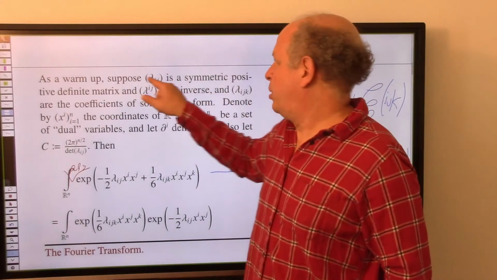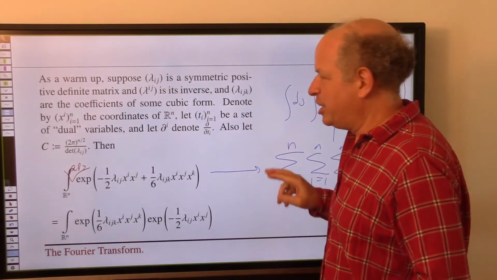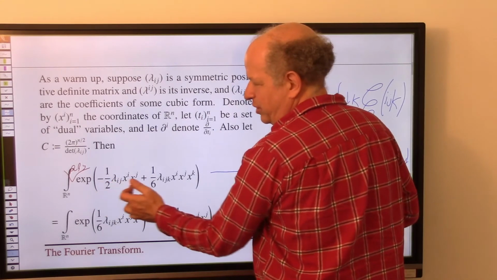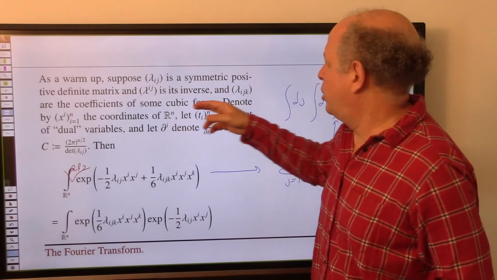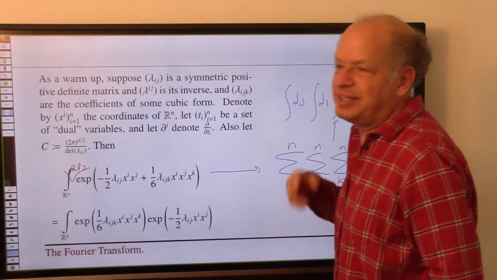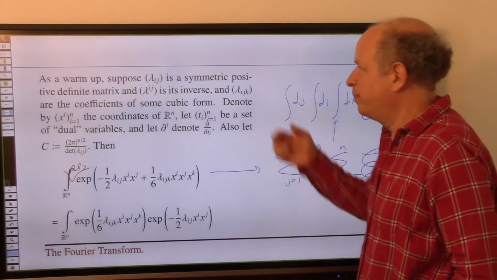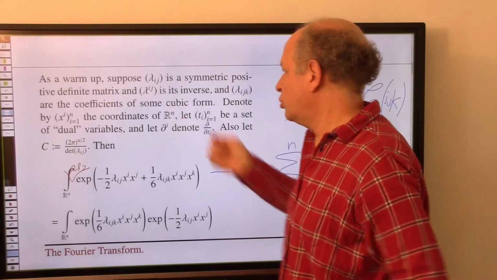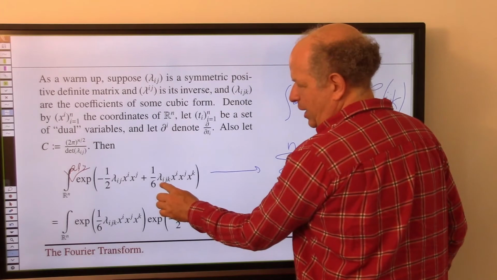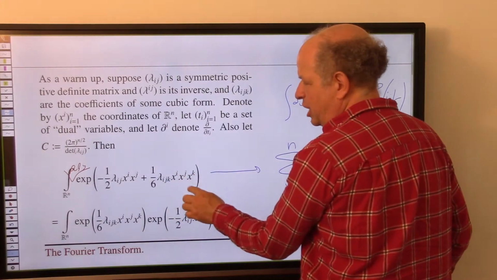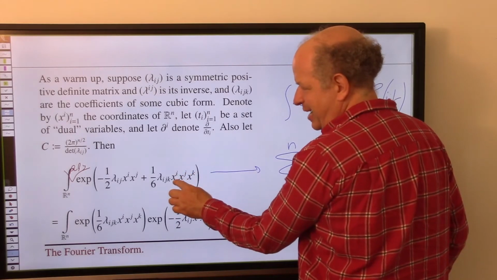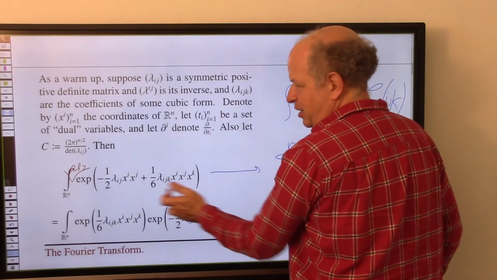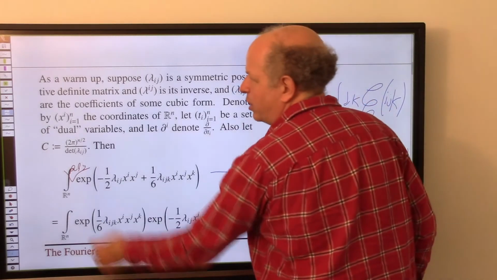So, suppose lambda_ij is a positive definite matrix. I want it to be positive definite so that the exponential of e to the minus 1/2, basically so that this will converge. Suppose lambda^ij is its inverse. This is our usual convention. Suppose lambda_ijk is a triple tensor, which makes the coefficient of a cubic form. So if you look at the sum of lambda_ijk x^i x^j x^k, sorry, that's not x to the power k, it's the ith component of x, the jth component of x, the kth component of x, then this is a cubic polynomial on R^n.